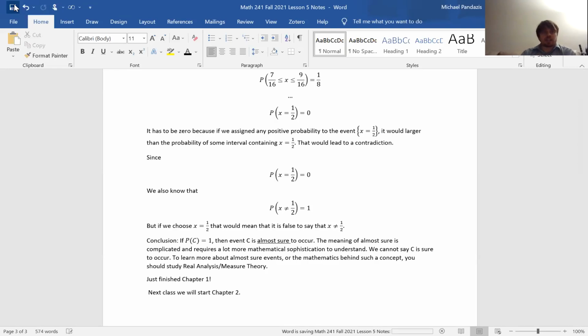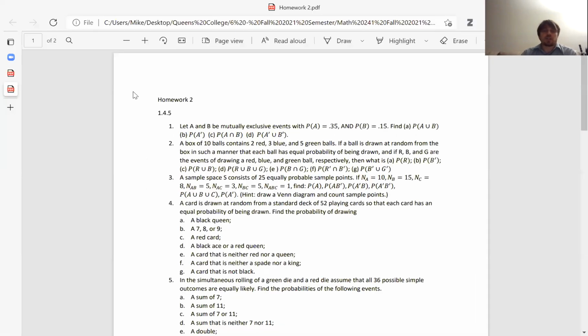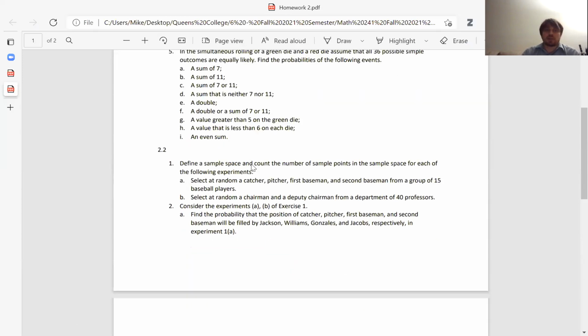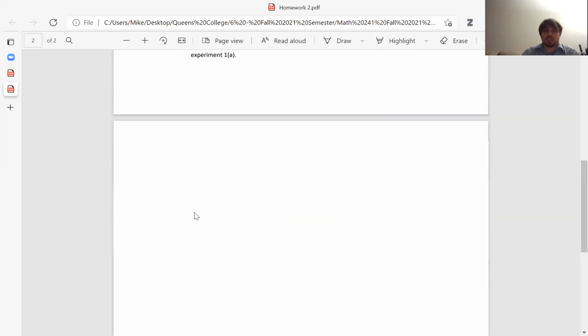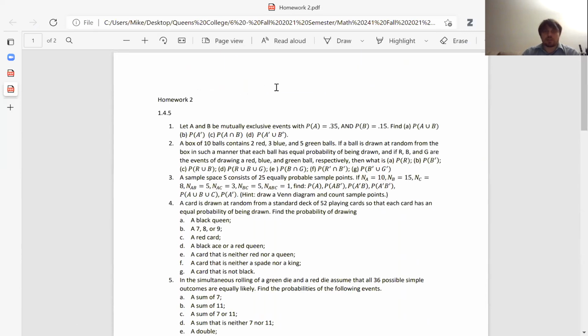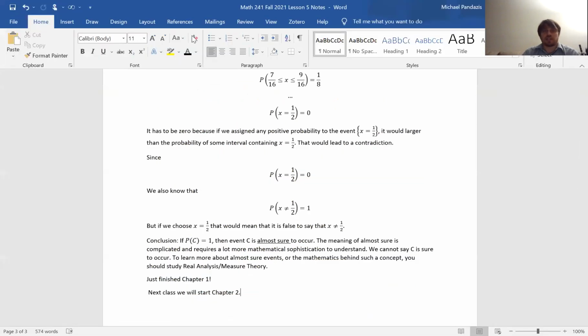The next homework, I'm not assigning it yet. It has 1.4.5 in it. You can start it if you want, but it also has 2.2, so I'm not assigning it yet. There's no homework right now being assigned. If you want to start homework 2, though, you can. This is from 6:30 to 7:45, so we'll stop there. I'm going to stop recording.